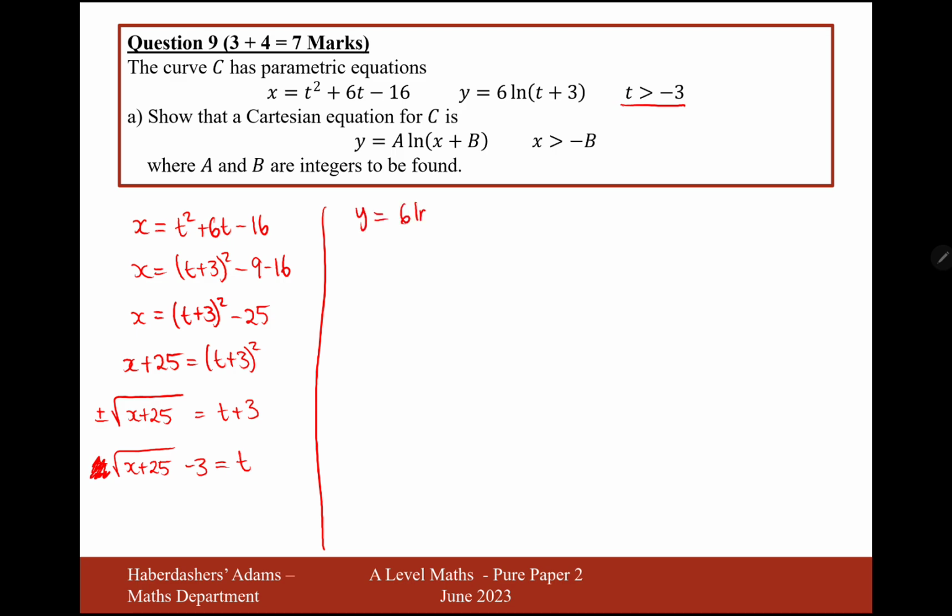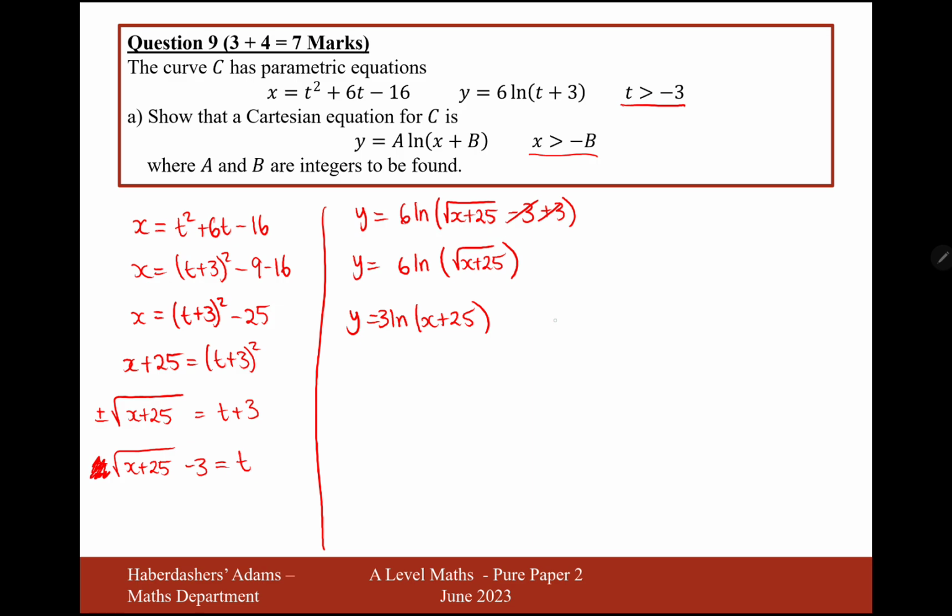So now let's substitute it into y. It's 6 ln of the whole of the t equation I've just found: root of (x plus 25), take away 3, add 3. These two terms, 3 and 3, cancel out. So we're left with 6 ln root (x plus 25). Then I'm going to take a factor of 2 out of this 6 and move the 2 inside the bracket as a power, and that will cancel out the square root.